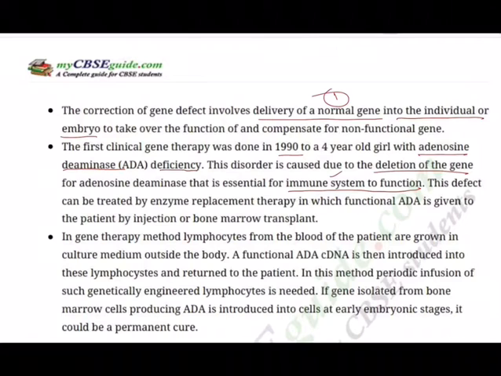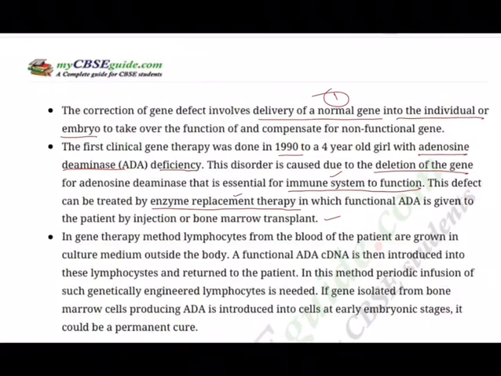If the immune system is our defense system, all the soldiers will be present there. If the immune system is weak, it means our soldiers are weak. If our soldiers are weak, who will protect us? That is the question. So this defect can be treated by enzyme replacement therapy, in which functional ADA is given to the patient by injection or bone marrow transplant.